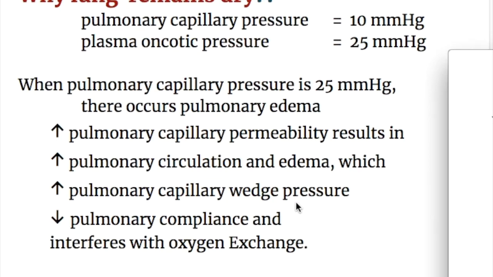So increased capillary permeability results in increased pulmonary edema, which increases pulmonary capillary wedge pressure, decreases pulmonary compliance, and interferes with oxygen exchange, leading to hypoxemia. 50% of these patients develop ARDS.